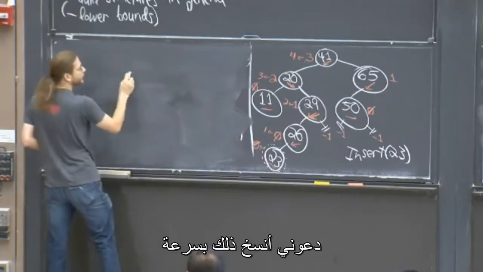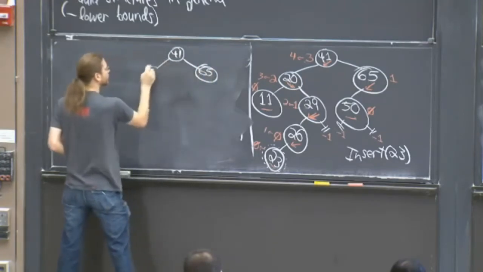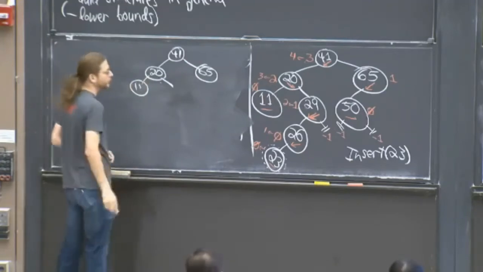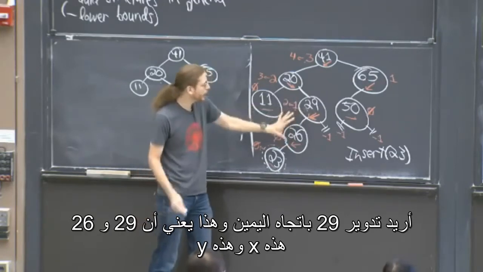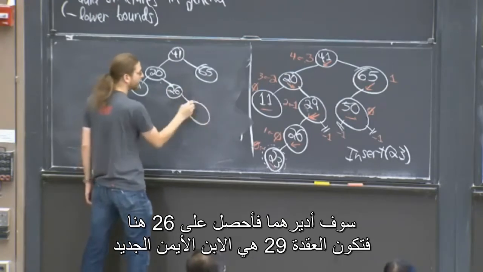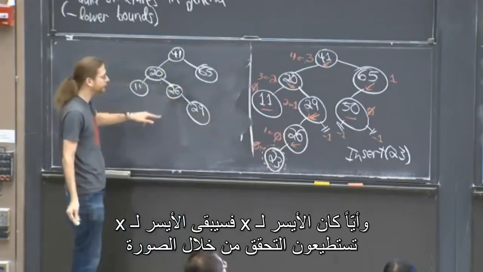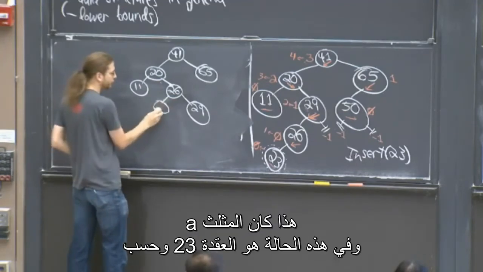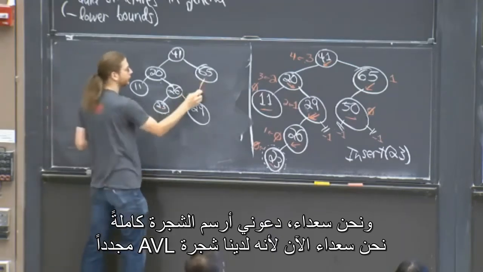So let me quickly copy. I want to rotate 29 to the right, which means 29 and 26 are, this is x, this is y. I turn them, and so I get 26 here now, and 29 is the new right child. And then whatever was the left child of x becomes the left child of y in the picture. You can check it. So this used to be the triangle A. But in this case, it's just the node 23. And we are happy, except I didn't draw the whole tree.